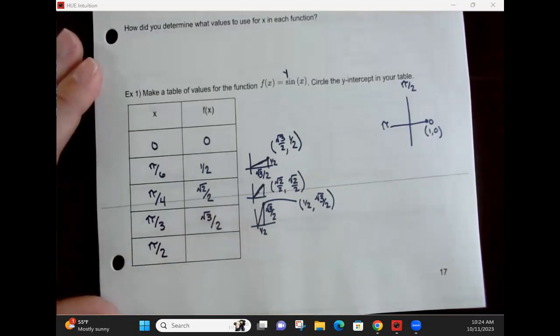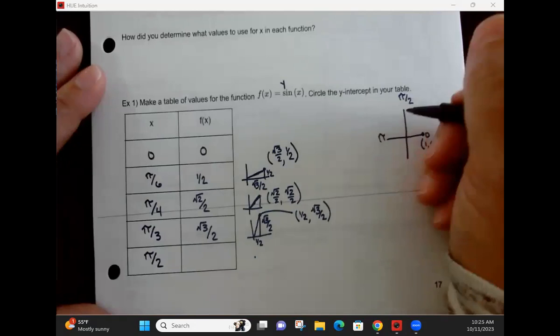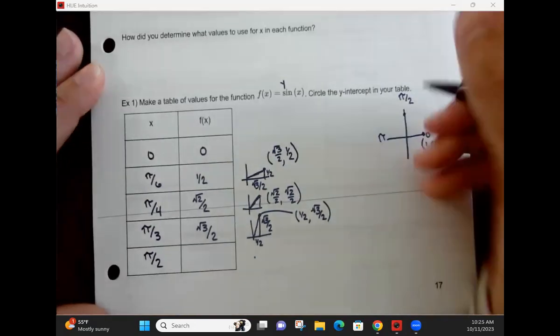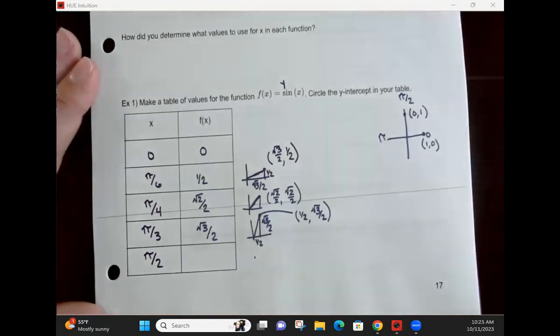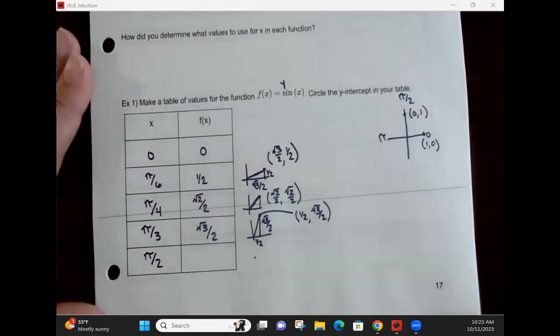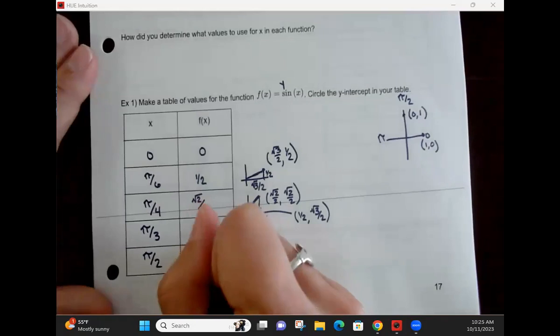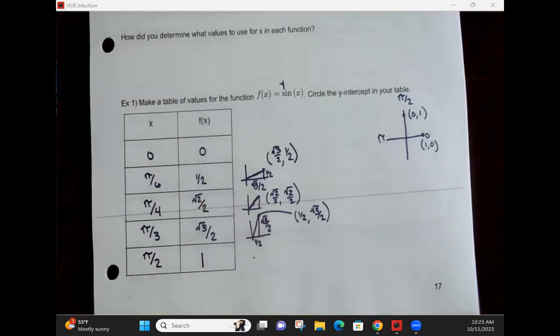And then finally, pi over 2. Pi over 2 would be up here. It would be the point 0, 1. So what is the sine of pi over 2? 1. Table of values for sine.